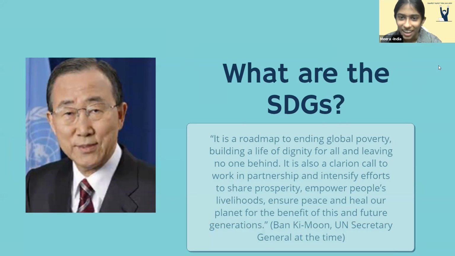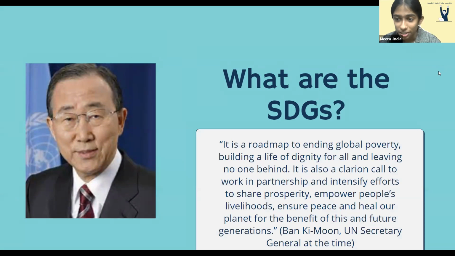Now, let's look at a lovely quote from the Secretary General at the time the SDGs were created, Ban Ki-moon. He described the SDGs as a roadmap to ending global poverty, building a life of dignity for all, and leaving no one behind. It is also a clarion call to work in partnership and intensify efforts to share prosperity, empower people's livelihoods, ensure peace, and heal our planet for the benefit of this and future generations.